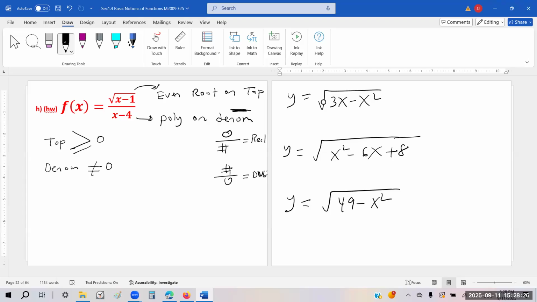Let's pick a number from each interval and see which number makes this or that. You cannot use 0 because 0 is the wrong number. So let's say it's negative 1. And check if it's positive. If it's positive, that means it's allowed. If it's negative, it's not.